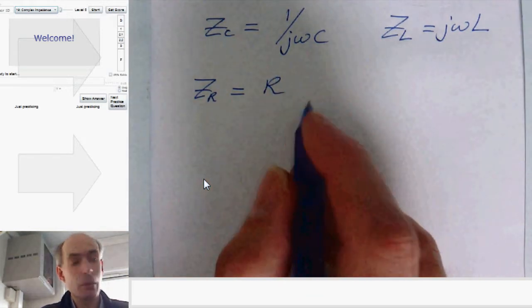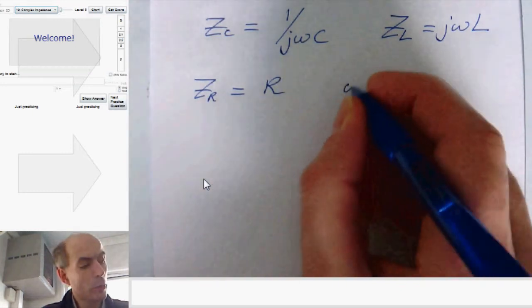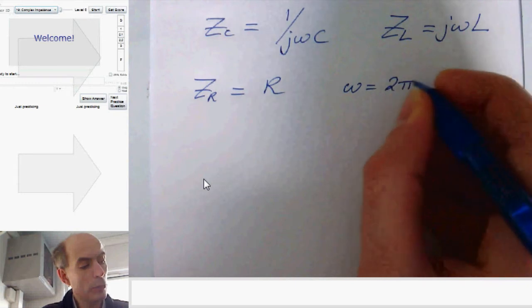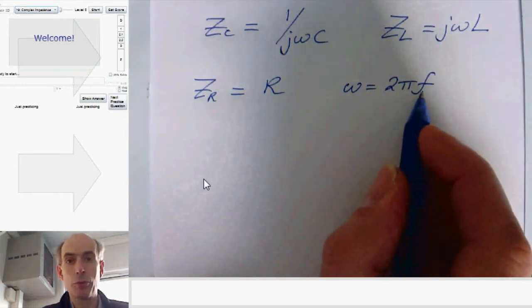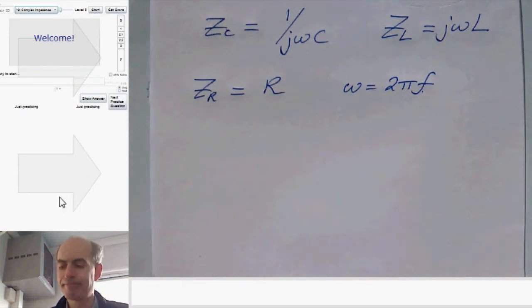The only thing that might trip you up is that omega here is an angular frequency, so omega is 2 pi times f, where f is the frequency in hertz. Right, let's have a go at some problems.